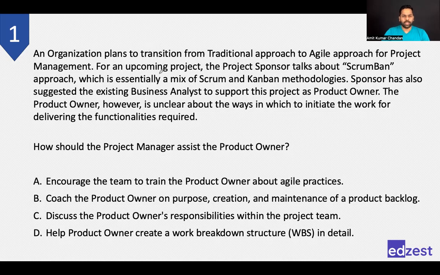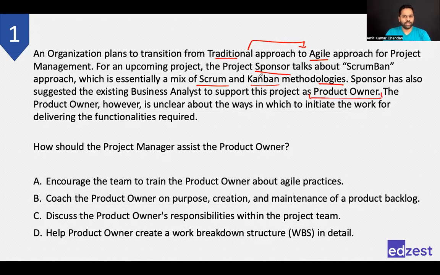An organization plans to transition from traditional approach to agile approach for project management. For an upcoming project, the project sponsor talks about Scrumban approach, which is essentially a mix of Scrum and Kanban methodologies. Okay, so what's happening? The organization is moving from traditional to agile. In a lot of questions in the exam also, you will see this major scenario, that an organization is moving from traditional to agile. The sponsor has also suggested that the existing business analyst support this project as product owner.